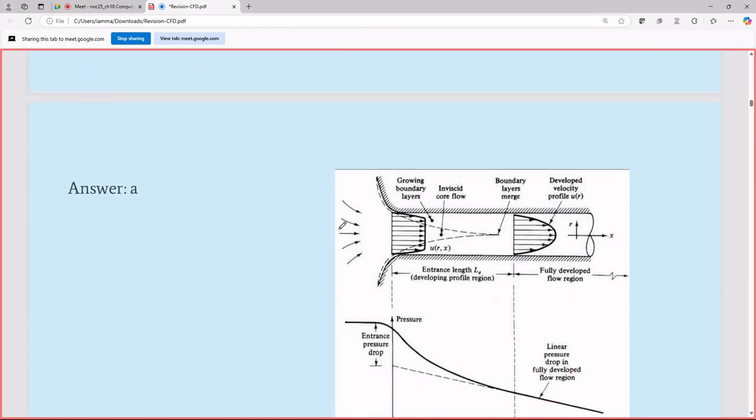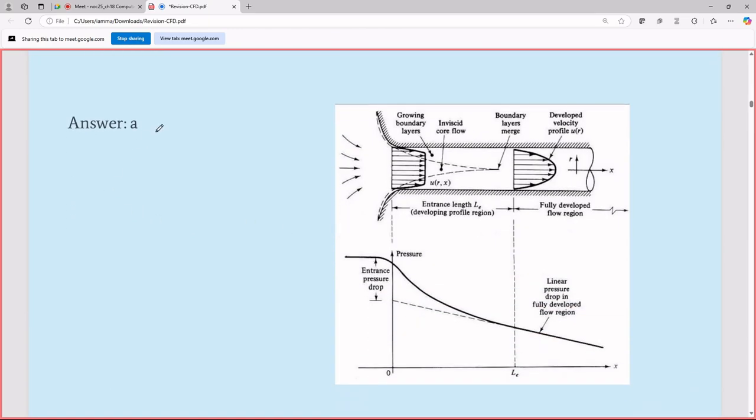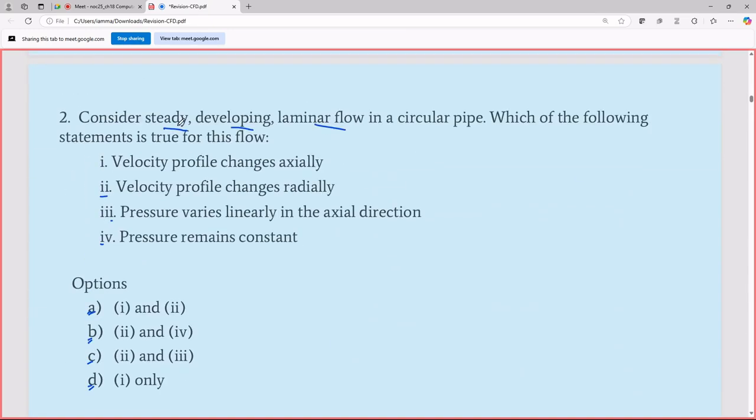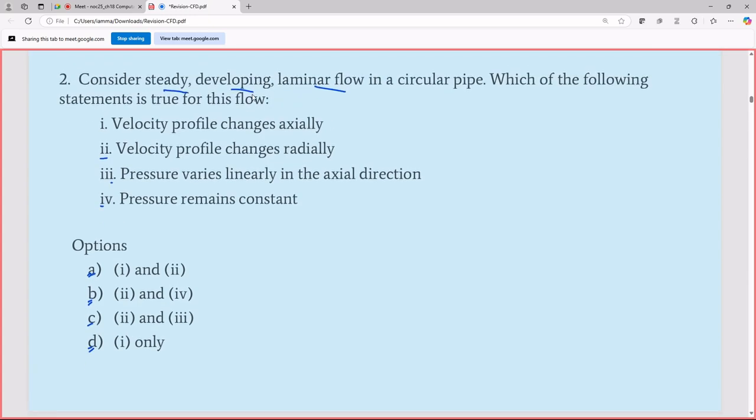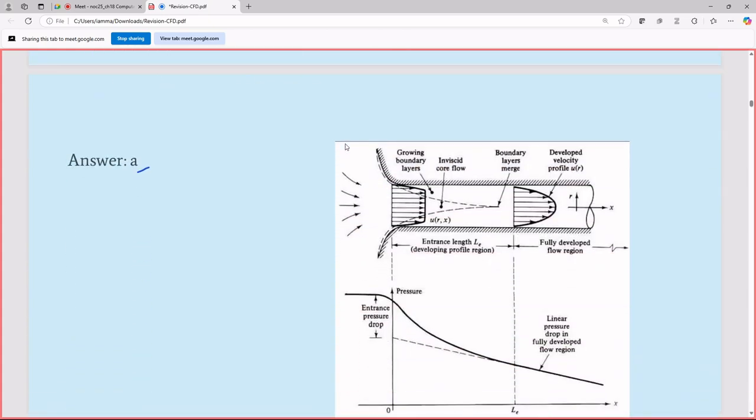So let's see the answer. Our answer is option A, that is, statements 1 and 2 are true. That is, the velocity profile changes axially, and the second statement is the velocity profile changes radially. Let's check why that is.